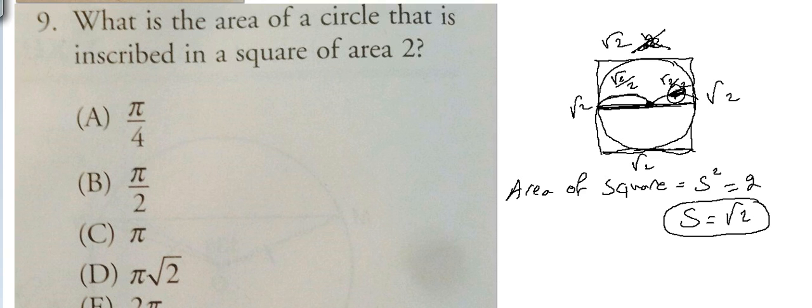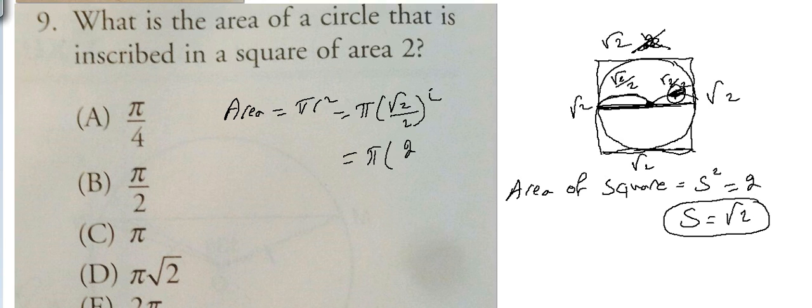This means, what is the area of the circle? Area of the circle is equal pi r squared, which is pi times radius radical 2 over 2 squared, which is pi multiplied with 2. Radical 2 squared is 2, and 2 squared is 4. Then divided by 2, it's half pi, so it's pi over 2, and the correct answer of this question is B. It's pi over 2.